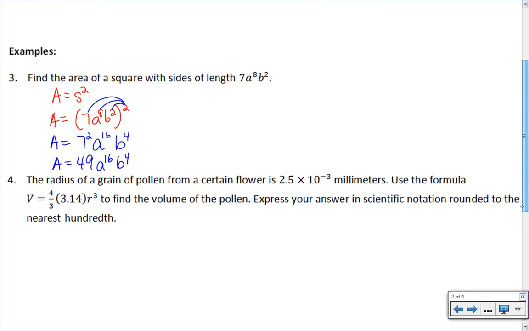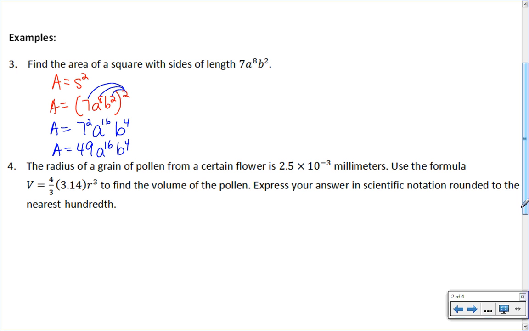And one more example for this section. This one says the radius of a grain of pollen from a certain flower is 2.5 times 10 to the negative 3rd millimeters. Use the formula V equals 4/3 times 3.14 times r cubed to find the volume of the pollen. Express your answer in scientific notation rounded to the nearest hundredth.